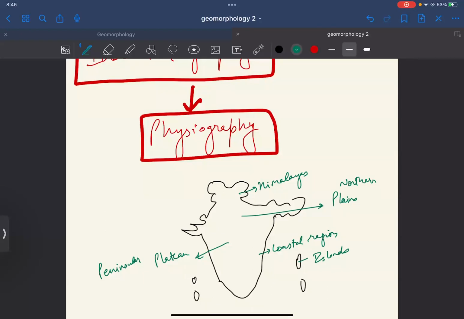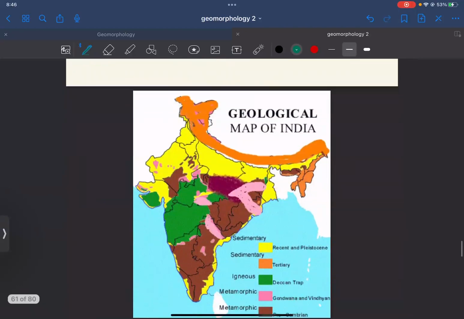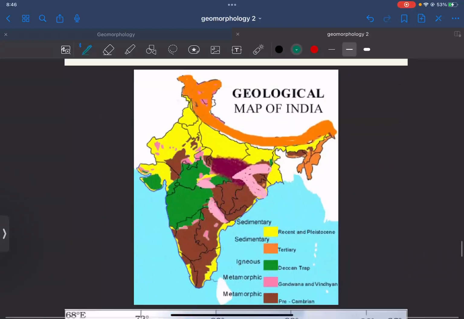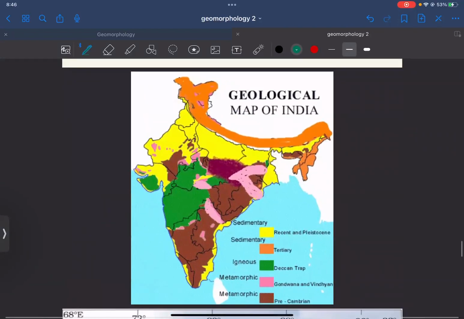How they are formed is due to the interplay of exogenetic and endogenetic forces. We'll explore this in the next class. All right. So this is about physiography. Now we'll be exploring each and every region. First, we'll start with the Himalayas. Then we'll talk about northern plains, peninsular plateau, islands, coastal regions. First of all, you just need to have a basic idea. UPSC will never ask a question on this, but just basic.